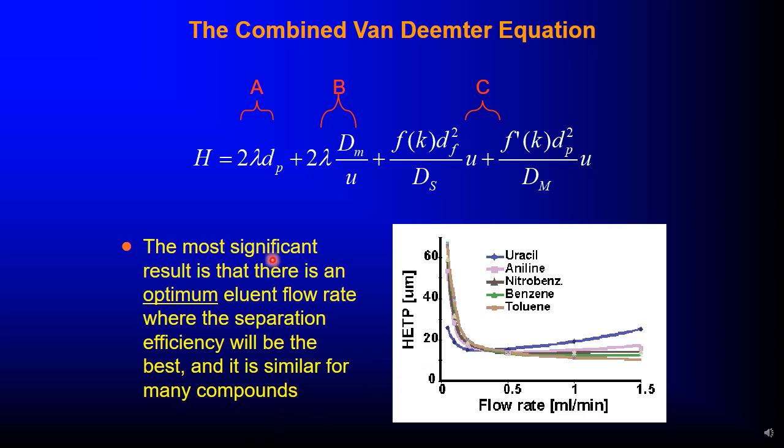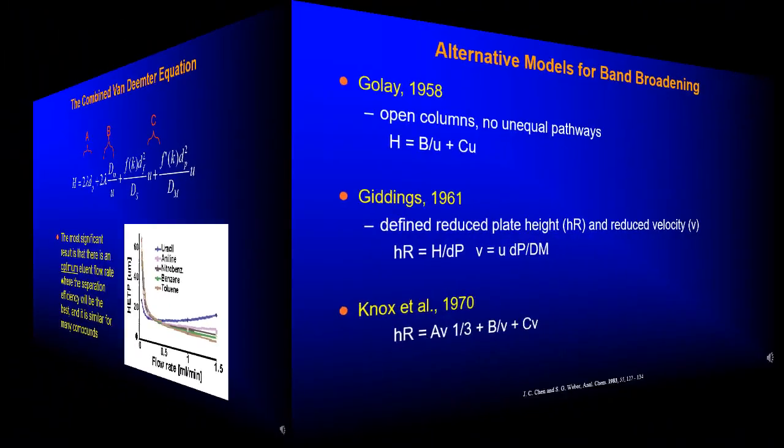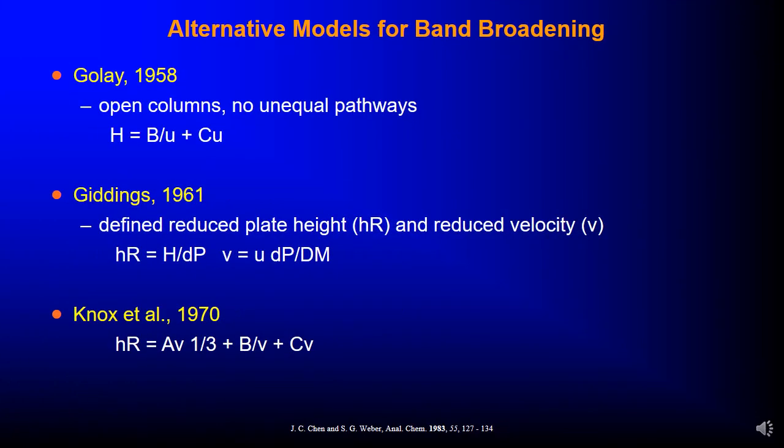The most significant result is that there is an optimum eluent flow rate where the separation efficiency will be the best, and it is similar for many compounds. So that is the most important thing to get.